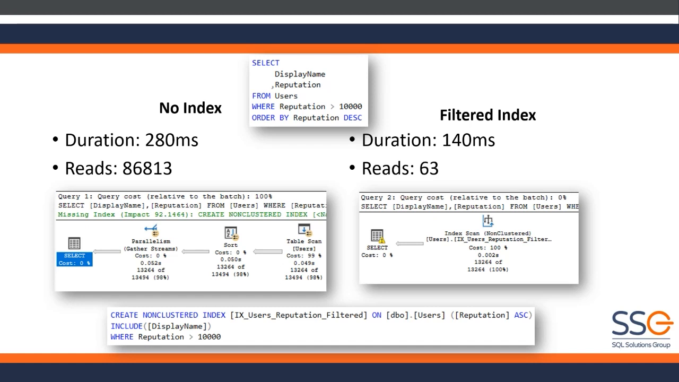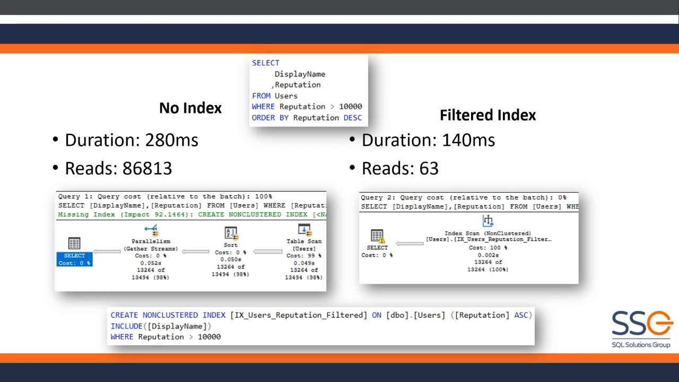Now at the bottom, you can see the index that I created here. It's indexed on reputation and includes the display name, because we're not searching using display name, we're searching using reputation. That's the predicate. So that's what we want to index. We're just returning display name. It's along for the ride. We can just include that in our index. But the filter looks for reputation is greater than 10,000.